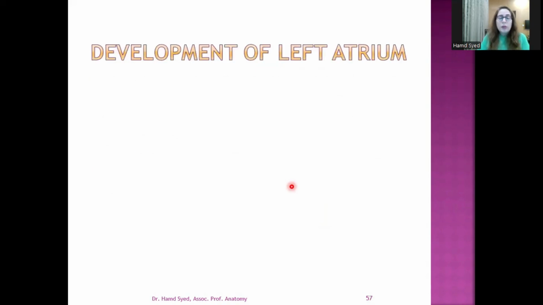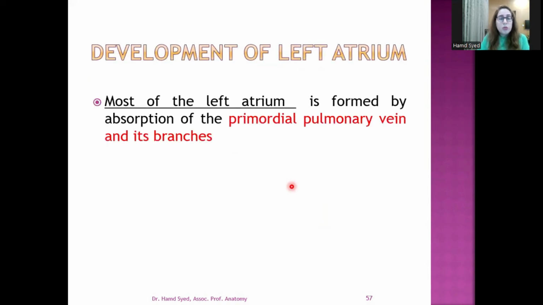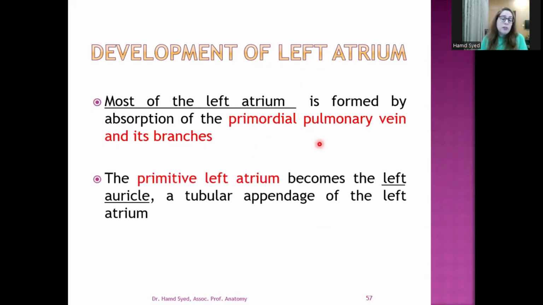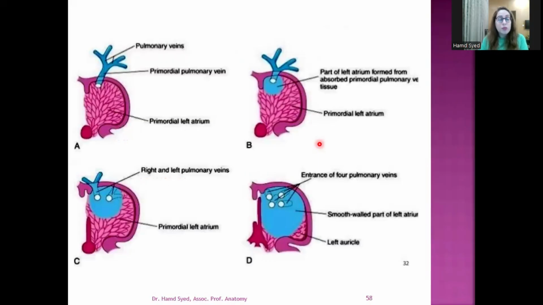Now, what about the development of the left atrium? Most of it is formed by absorption of the primordial pulmonary vein and its branches. And the primitive left atrium becomes the left auricle, a tubular appendage of the left atrium. So here you can see the series of diagrams where the pulmonary veins have become absorbed within the left atrium, forming its smooth wall portion, whereas the original primordial atrium has formed the left auricle.